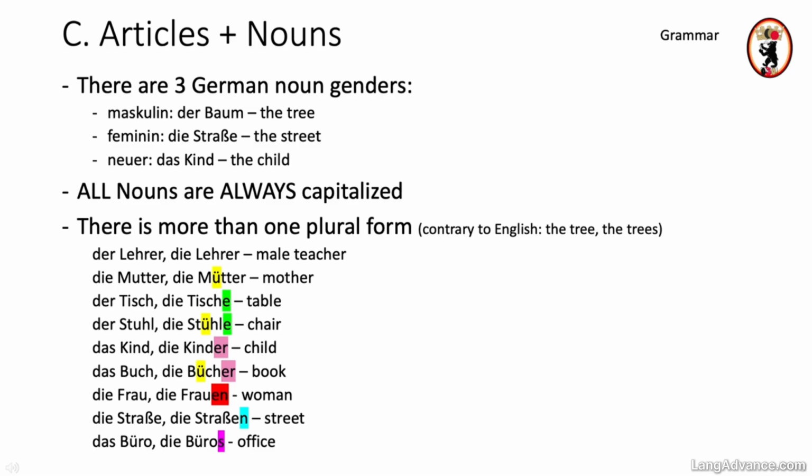Whereas in English everything is "the," German uses 3 articles. Der, masculine, die, feminine, and das, neuter. Therefore, all the words have a gender, not just men and women. For example, a German tree is masculine, a German street is feminine, and a German child, no matter the gender, is neuter.